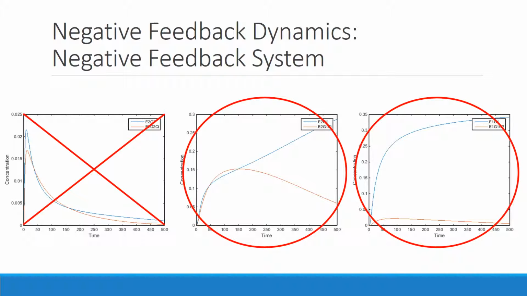Next, we looked at which specific species of complex is where the most effect has been done by the negative feedback due to glucose. In the second one, it can be seen in the blue line, which is E2G1. And in the third one, it can be seen in the blue line as well, which is E1G1.